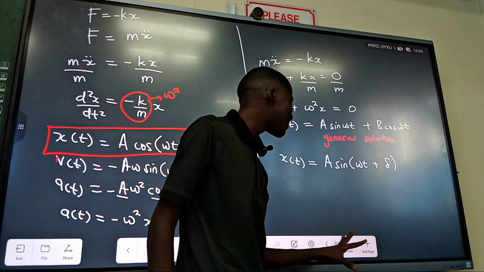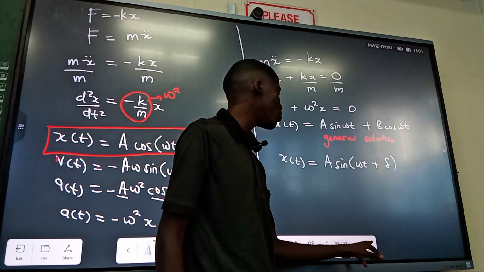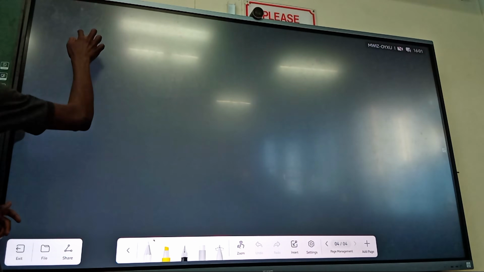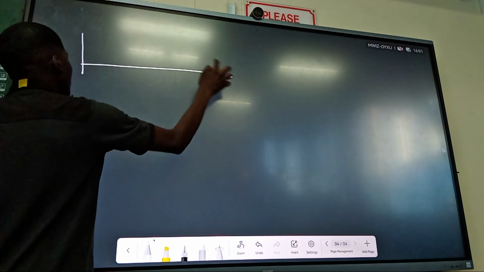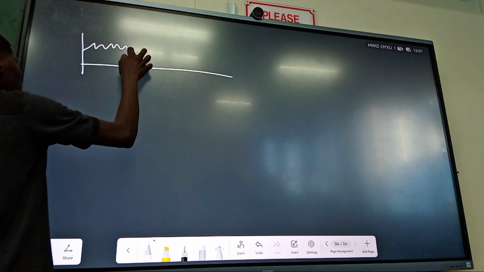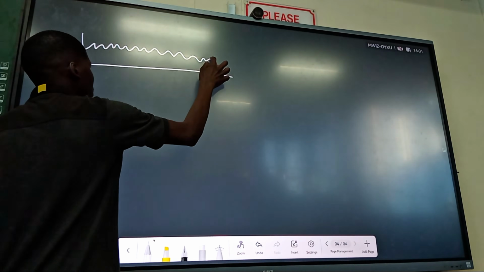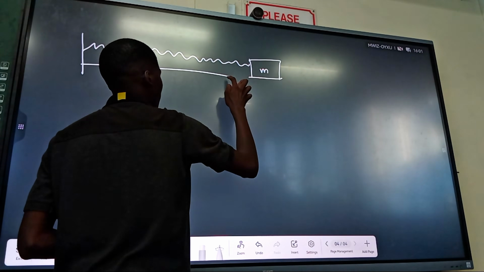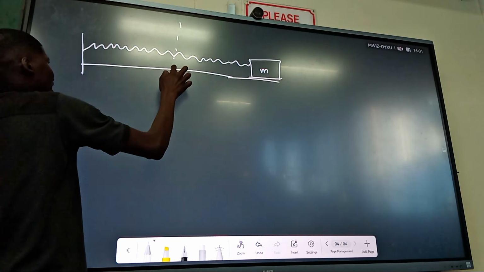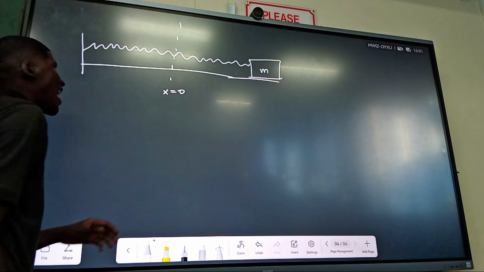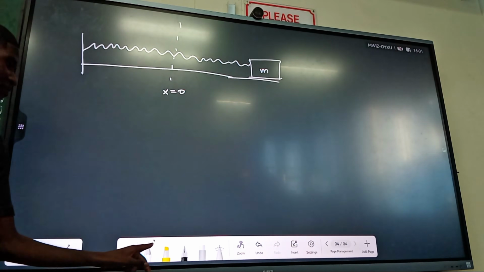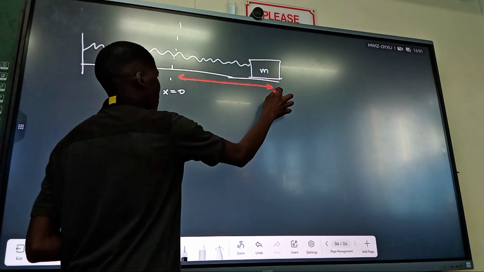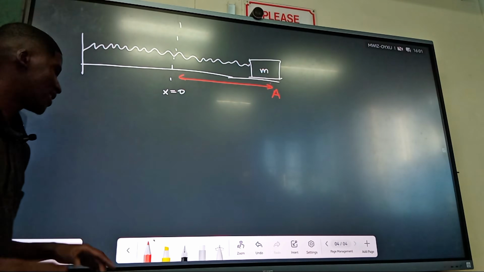So if we want to describe a harmonic motion using a graph, let's just say now it is a spring and block system too. Let's just say you have stretched this mass m. This was the equilibrium position. So now you have stretched this to a certain amplitude. This is the maximum displacement.